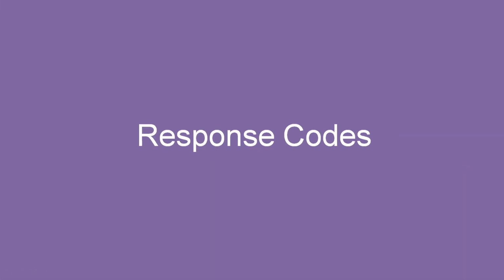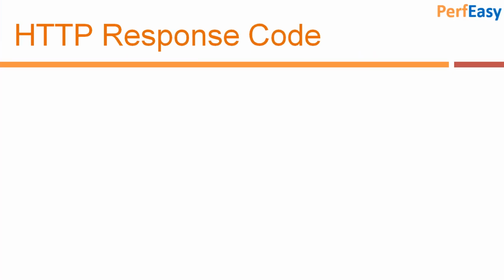Let us move on. So request methods are done. What were the request methods we spoke about? Put, delete, trace, options, head, get, and post. Now we are going to talk about the response codes or the status codes.